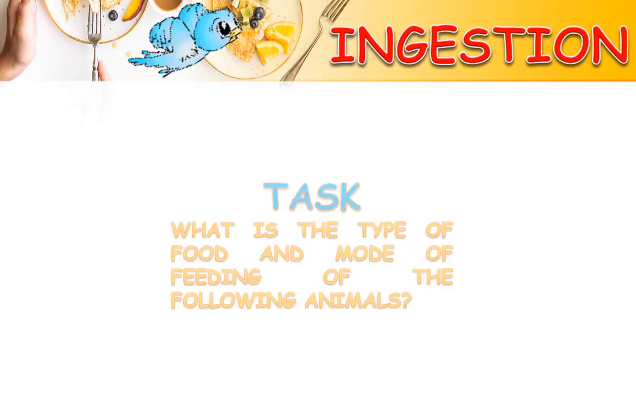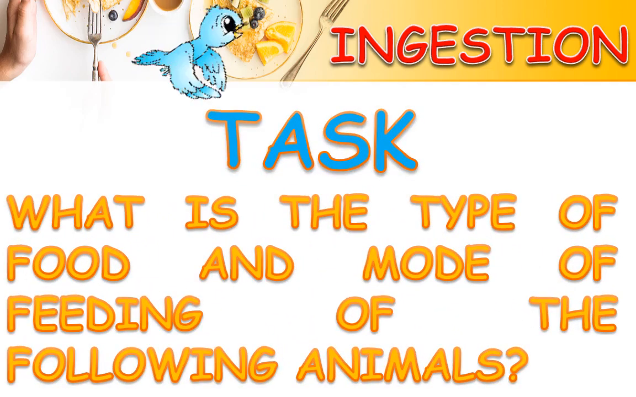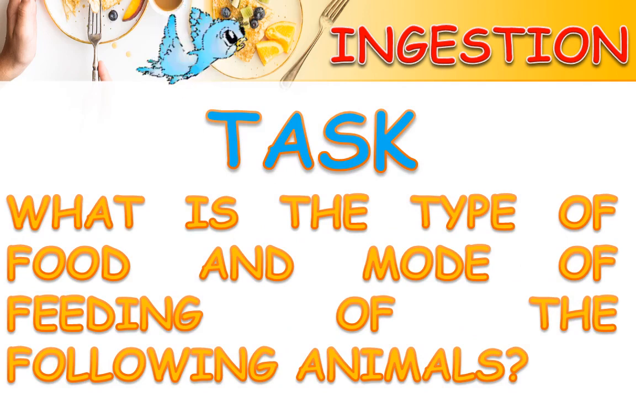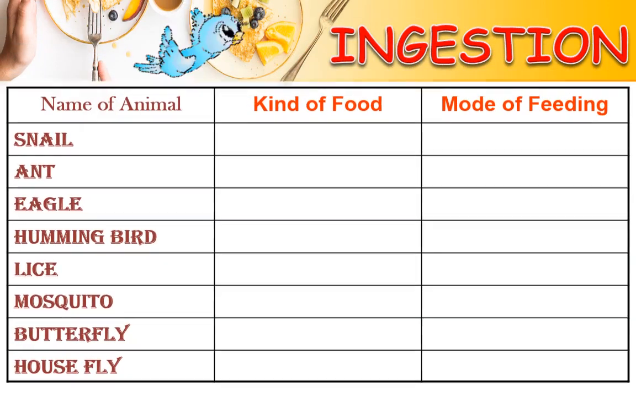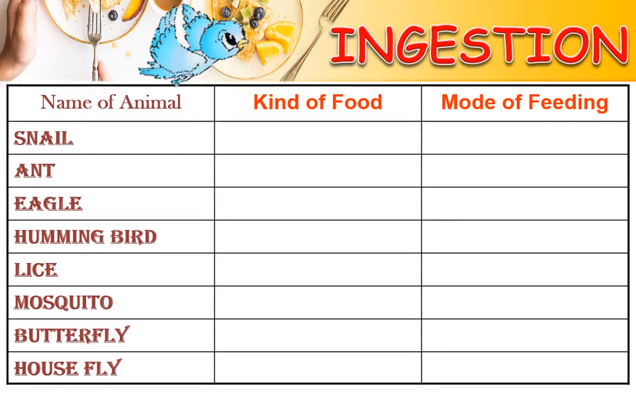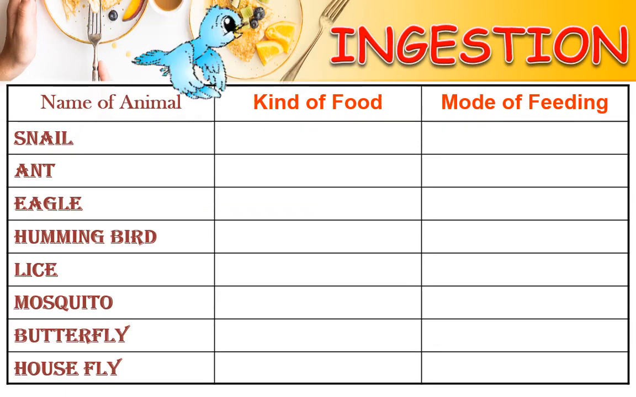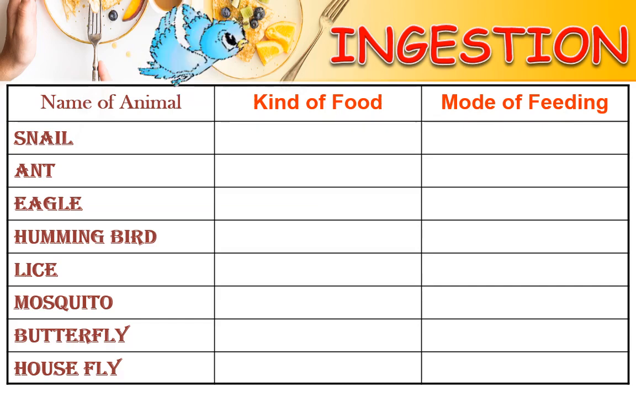Now it's time for an activity. You have to tell what is the type of food and mode of feeding of the following animals. Write down your observations in the given table. You have to make this table in your notebook.